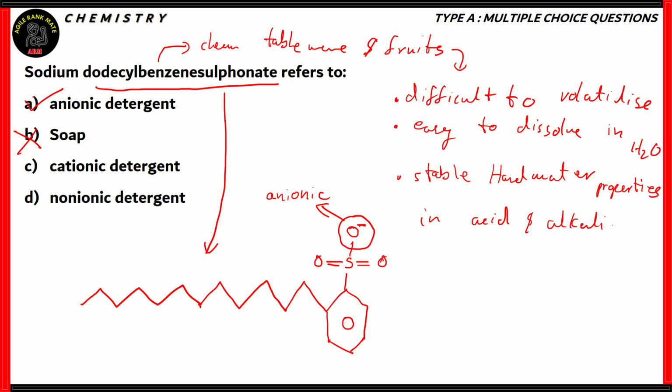So as you can see, there is a negative charge, which means it is anionic. So therefore, option A, anionic detergent, is the right answer. A non-ionic detergent would have no charge, and a cationic detergent would have a positive charge. So both of those options are incorrect for this particular question.